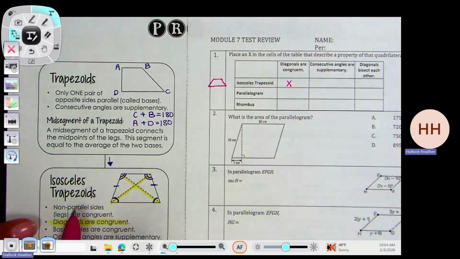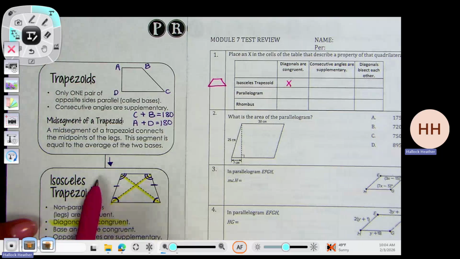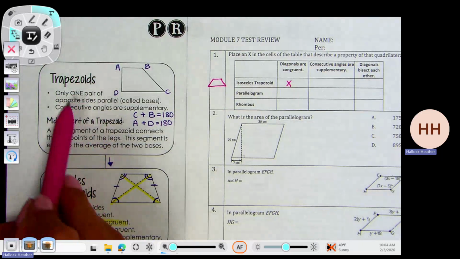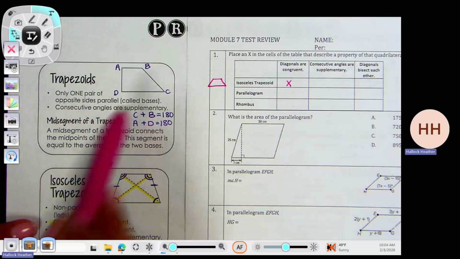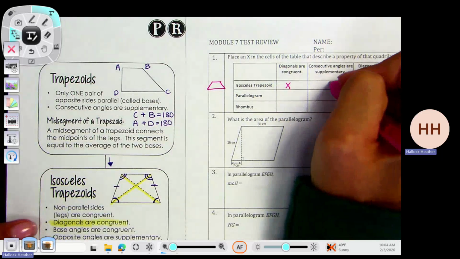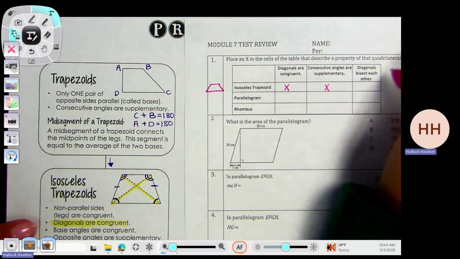The next one says consecutive angles are supplementary. It does not say consecutive angles are supplementary here, but if I look at a trapezoid, because they're connected, they're family members, consecutive angles are supplementary. For every shape, consecutive angles are technically supplementary for our quadrilaterals.